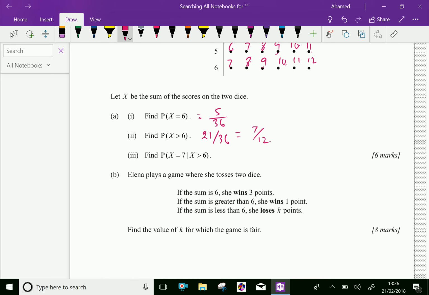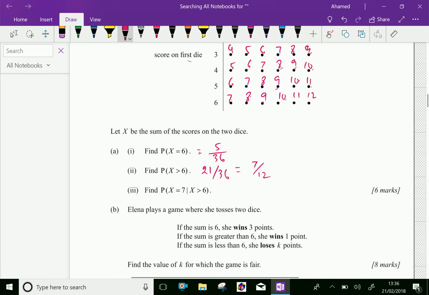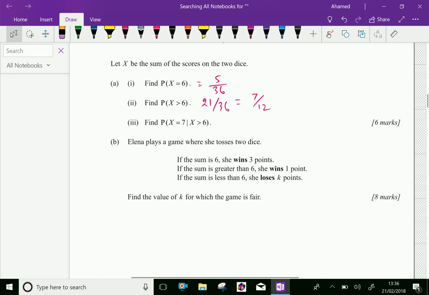Also I can write, now find P of x equals 7 given x is greater than 6. First, x is 7: how many 7s are there? There are 6 7s. Therefore 6 over 36 given x is greater than 6, which has 21 over 36, equals 6 over 36 times 36 over 21. Cut both, it gives 6 over 21. We can get it as 2 over 7.